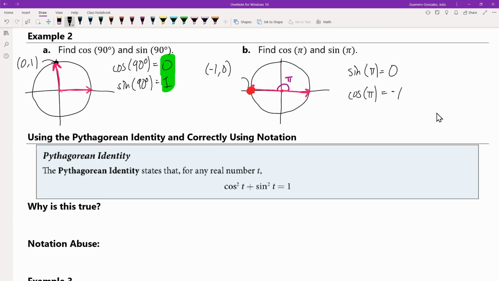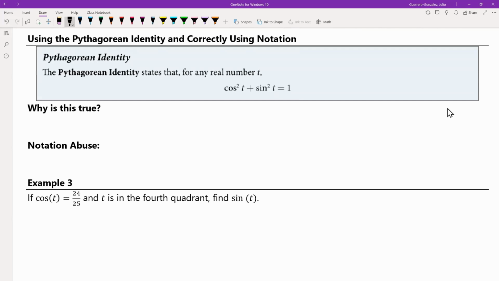Okay. So now we get to our very first identity. Something that is an identity is something that will always be true no matter what you use it on. And that is this right here. It's called the Pythagorean identity. So cosine squared of any angle t plus sine squared of any angle t is always going to be equal to 1. Okay? There are two things I need to point out here. First of all, why is this true? And second of all, the notation abuse that's happening here.